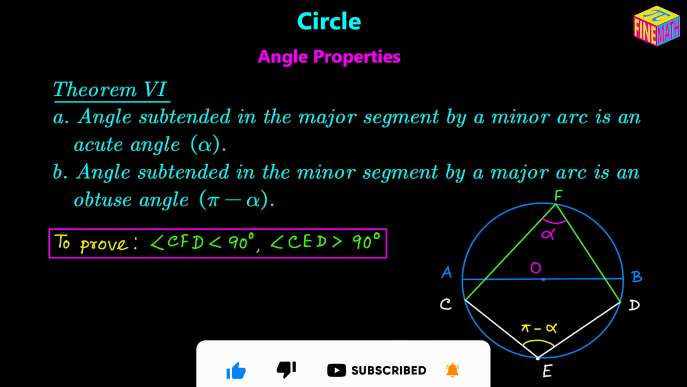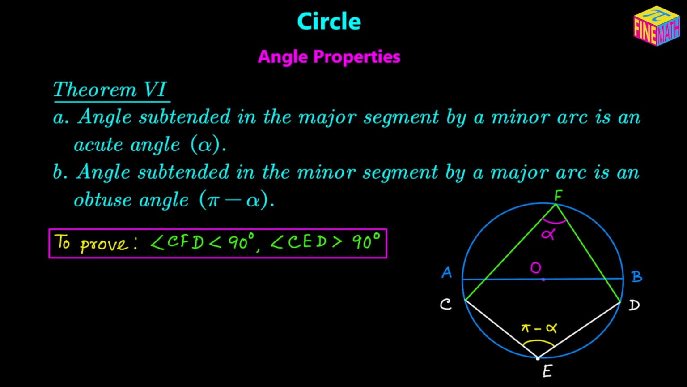As you can see in the diagram, we have a circle, and let's assume that CED is a minor arc. The angle subtended by this minor arc in the major segment would be angle F, or angle CFD. We have to prove that angle CFD is an acute angle, and also that angle CED is an obtuse angle, and angle CED will be 180 degrees minus angle CFD. So let's get started with the proof.